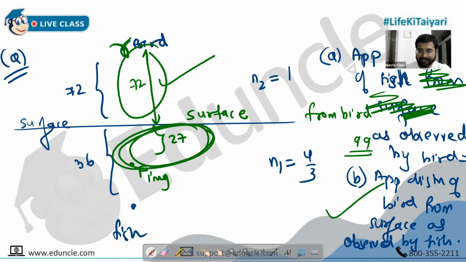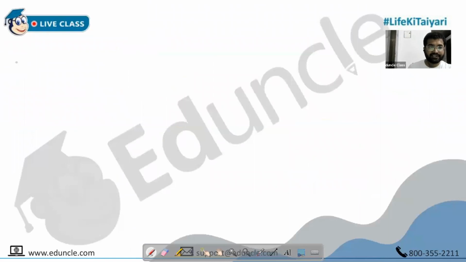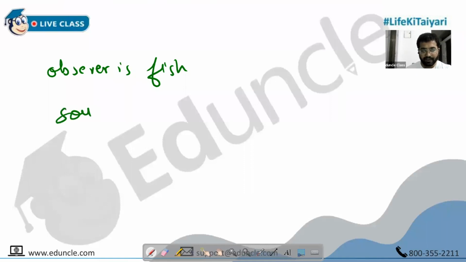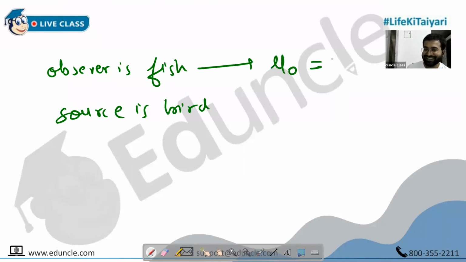Next, let's take the second case. Okay, apparent distance of bird from surface as observed by fish. So now who is the observer? Observed by fish. Observer is fish, people. Who is the source? Whom are you observing? Bird. Source is bird, people. Okay. So where is the fish? Air or water? Water. So 4/3. Where is the source? Where is the bird? Air or water? Air. So source is 1, people.